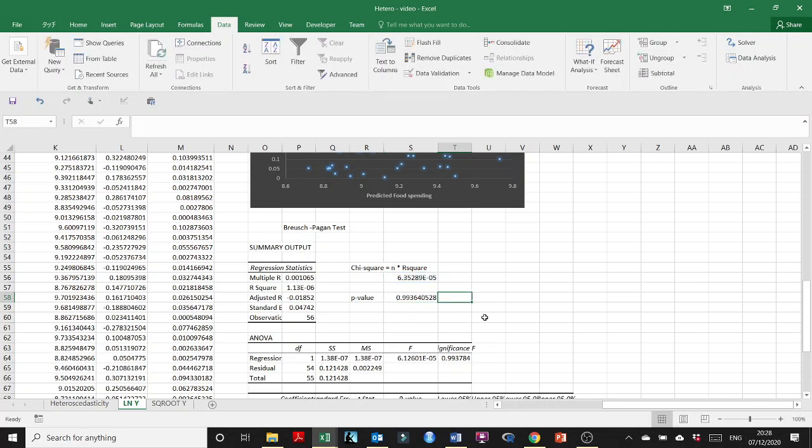So it seems like this value is not less than 0.05. It is greater than 0.05. So we fail to reject the null hypothesis. This means the null hypothesis of no heteroscedasticity is accepted, which is a desirable situation. So there is no evidence of heteroscedasticity.